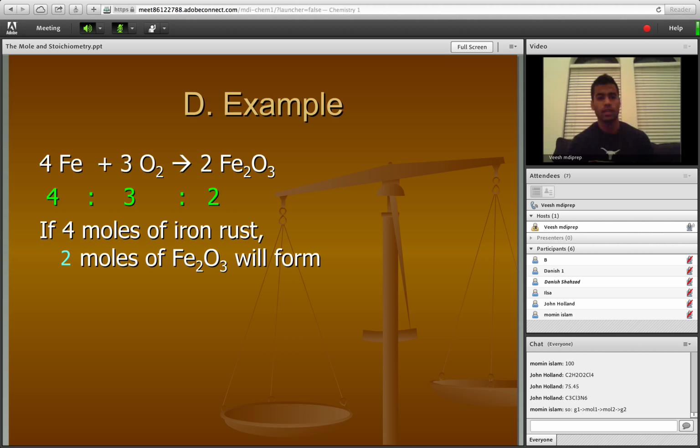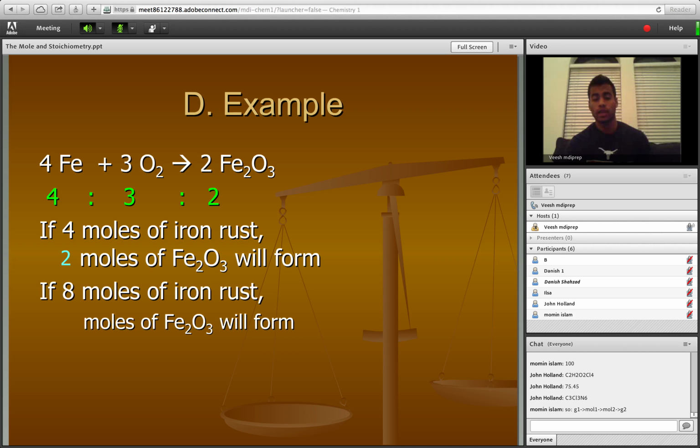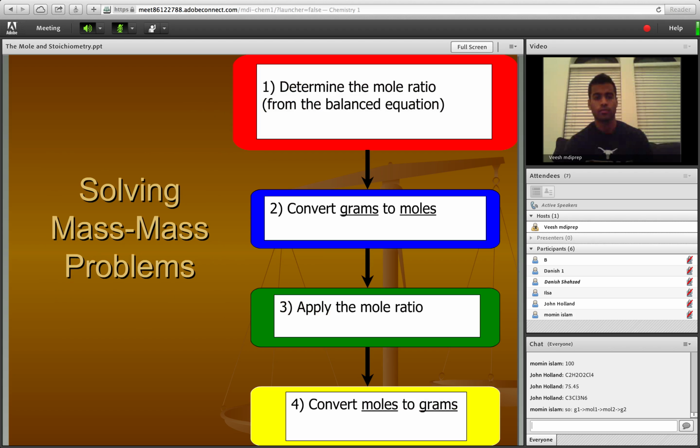So this is what I just said. 8 moles of iron and 4 moles of Fe2O3 will form. So whatever was said is right. The first thing is you have to determine the molar ratio from the equation by just looking at the coefficients. Then whatever gram amount they give you, you convert that to moles. Then you apply the molar ratio, and then you convert the moles to grams.